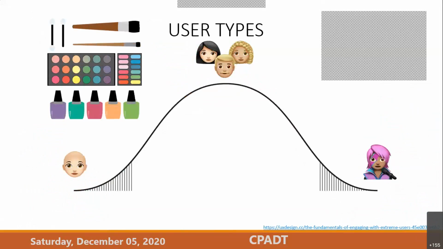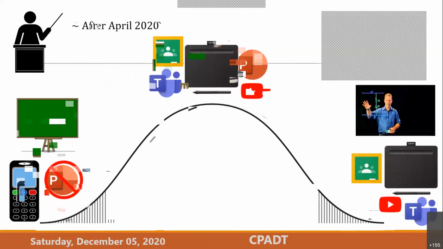So now, after March 2020, that is April 2020, things have changed. Now Teams has come to the top. Laptops and other devices have come into the picture because everything has become online. So this is how your perspectives have changed now.